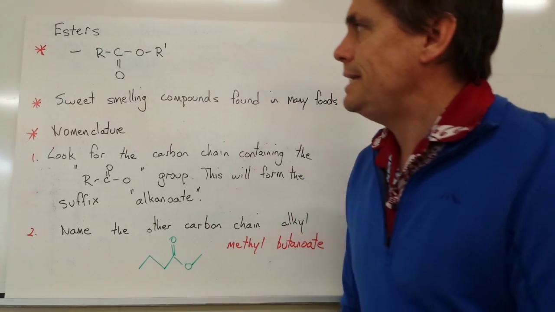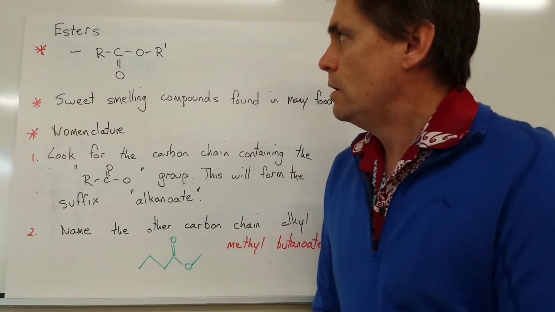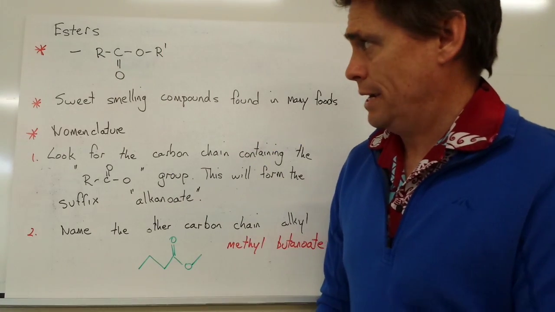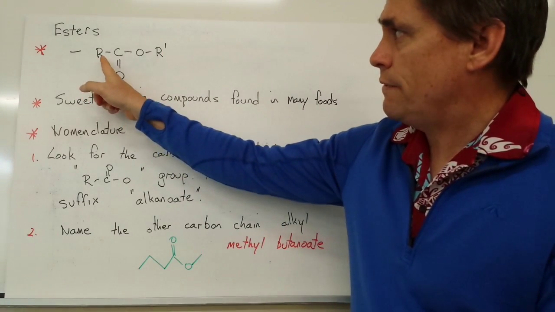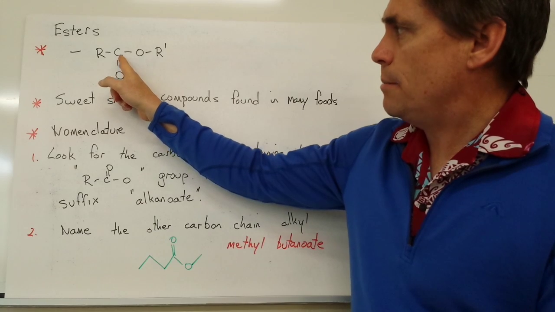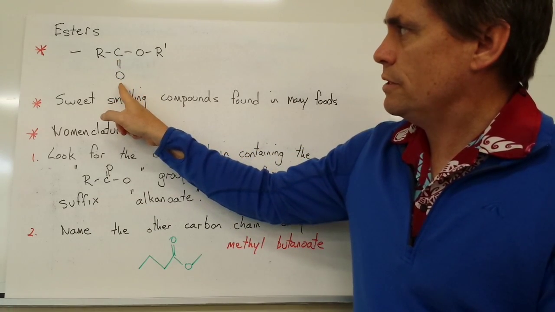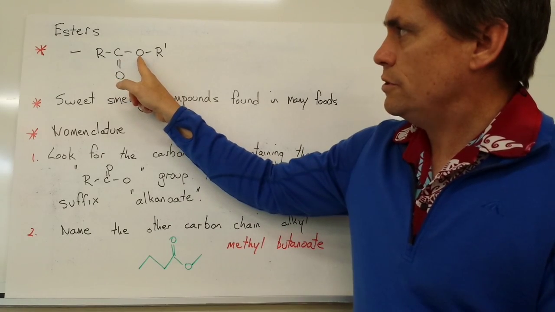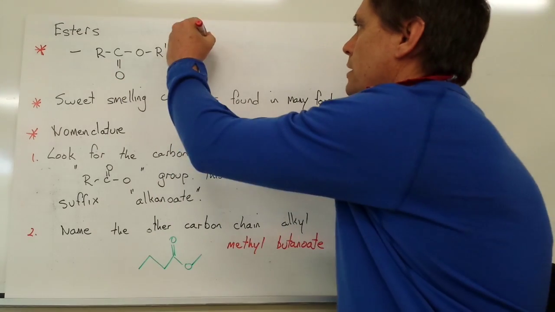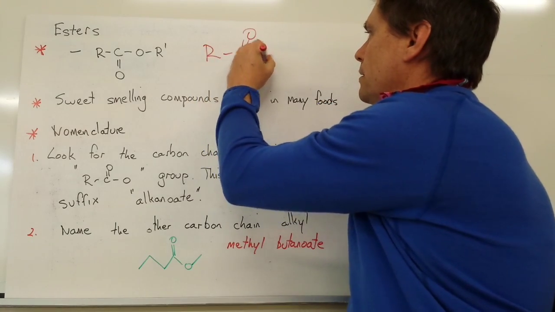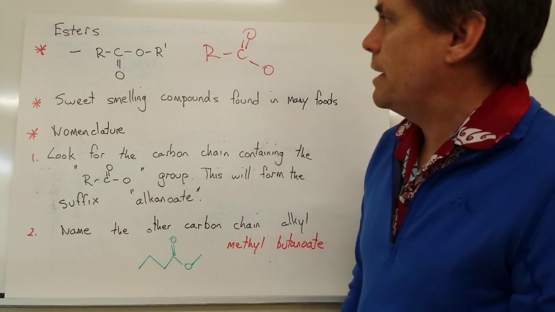Okay, let's have a look at the ester functional group. All esters contain this complex. Let's break it down. So we have an R group coming into a carbon, and if we look at this carefully, we've got a double bonded oxygen with a single bonded oxygen, and this is very similar to our alkanoic acid. So we can think of it that way.